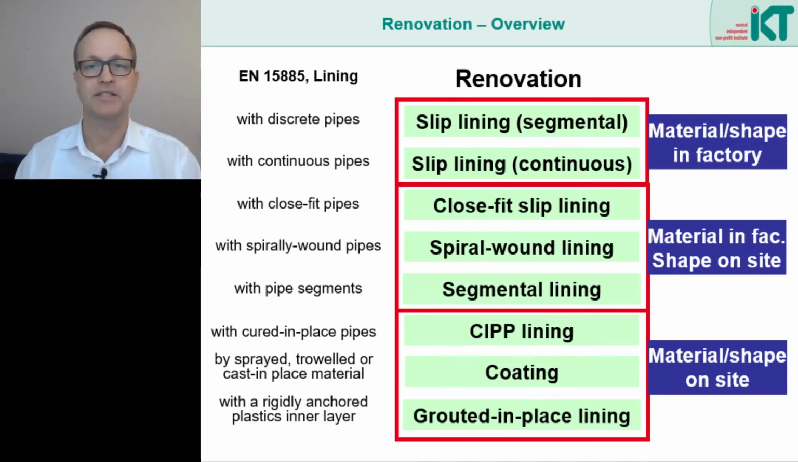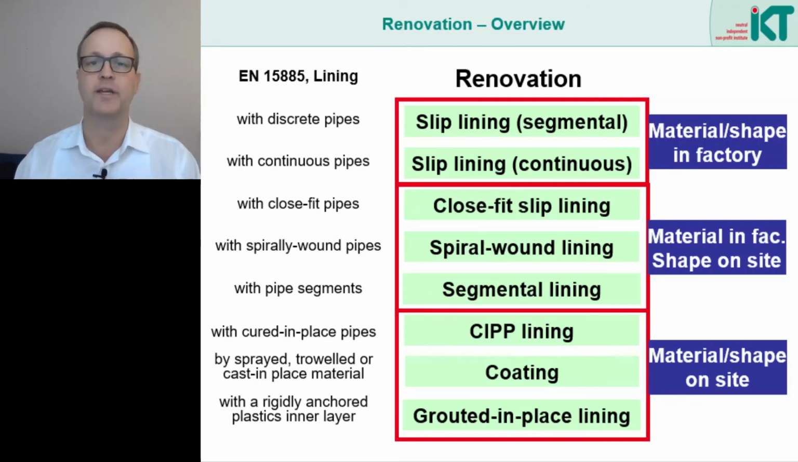Let me summarize this briefly. We can already find a basic classification in EN 15885. All methods are called lining, so they should lead to an improvement over the entire length of the sewer section. The methods can then be divided into three groups.